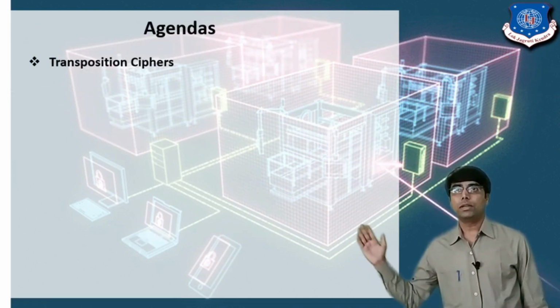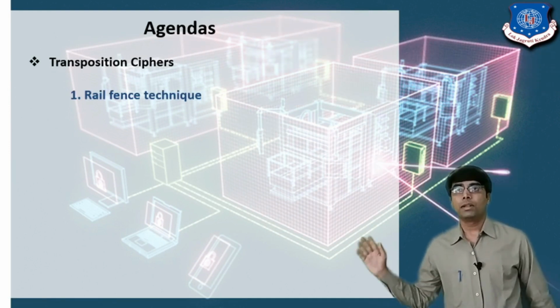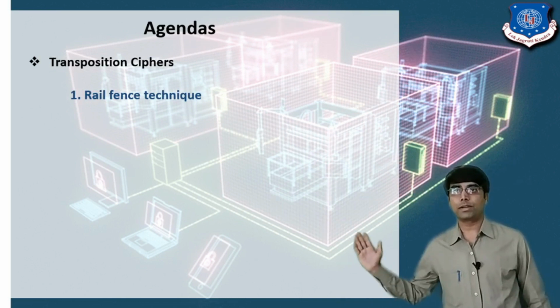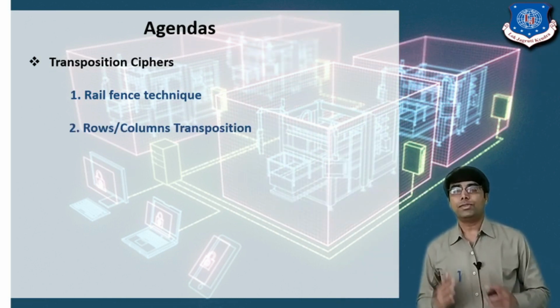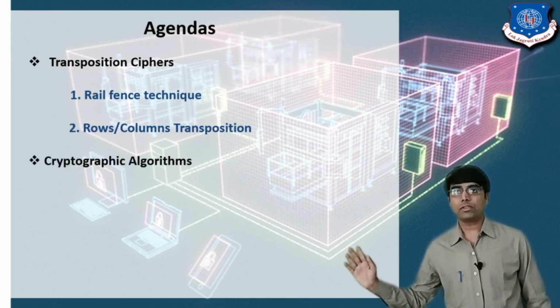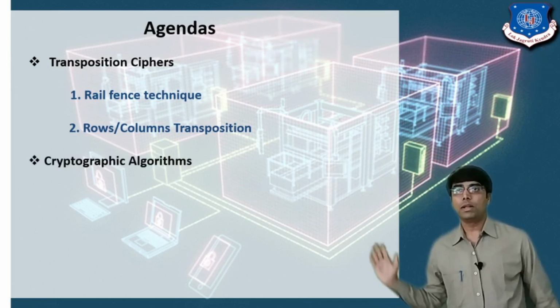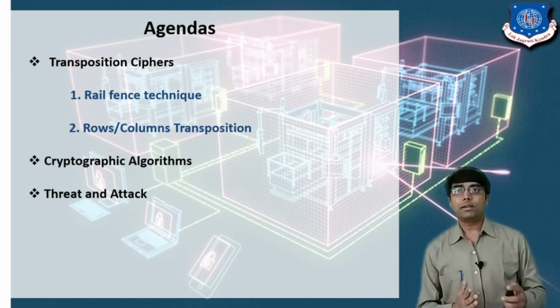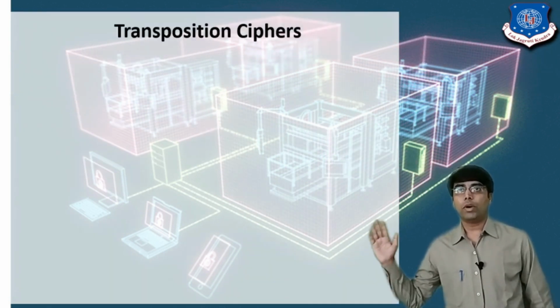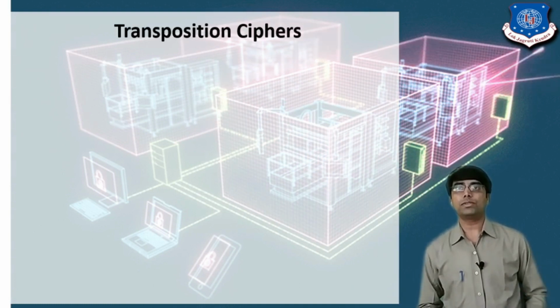The first, transposition cipher. Then there are two types of transposition cipher. The first, rail fence technique. Second is a row column transposition. Now the next topic is a cryptographic algorithm and last is a threat and attack. So let's start. What do you mean by transposition cipher?